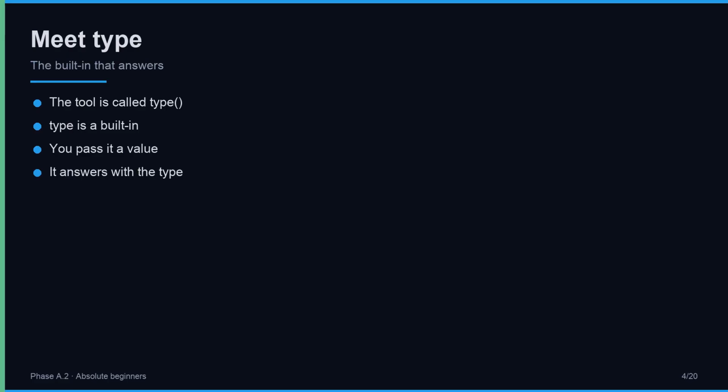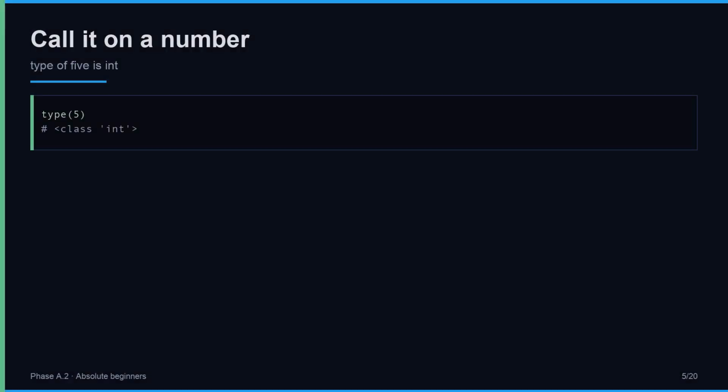You put a value inside those parentheses, and Python answers with the type of that value. That is the whole tool. It takes no setup, no import, nothing to install. It is just there, always available. Think of type as a question you can ask any value. You say, type of this, and Python answers, plainly. In the next few examples we ask it about everything we have met so far. Always available, no setup.